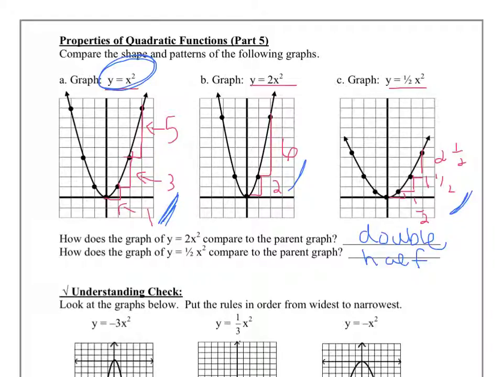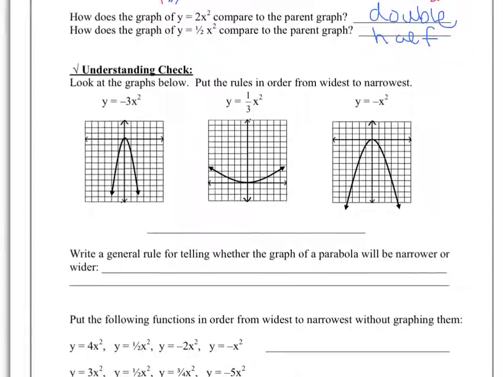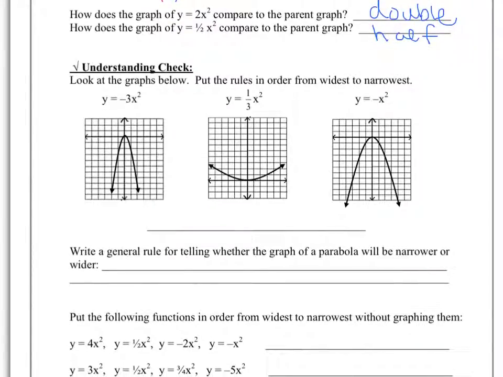We can also see that in part B, we're doubling the x squared and our graph looks narrower. And when we multiply by a half, a smaller number, the graph actually gets wider. So let's move on to check to see our understanding. So we want to look at the graphs below and put the rules in order from widest to narrowest.